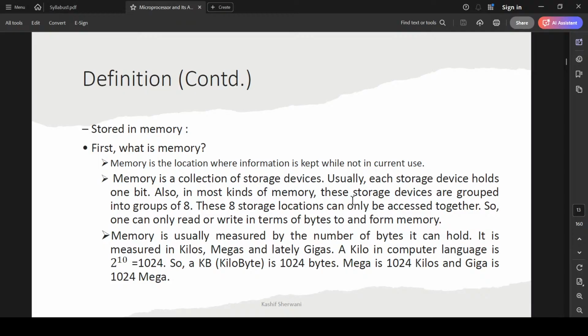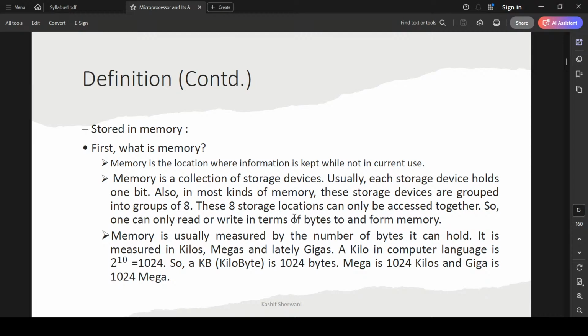Also, in most kinds of memories, these storage devices are grouped into eight. These eight storage locations can also be accessed together. So one can only read or write in terms of bytes to and from memory. There is a spelling mistake here. So what this means is memory is the collection of storage devices, and now these bits are grouped in eight. So you have to access all eight at one time. You can only read or write in terms of bytes, not bits.